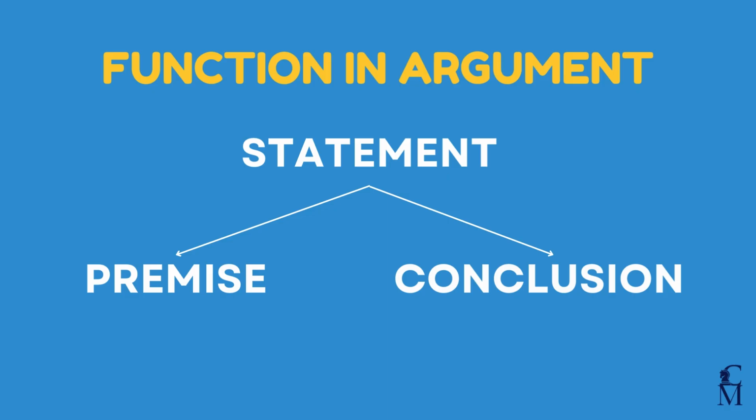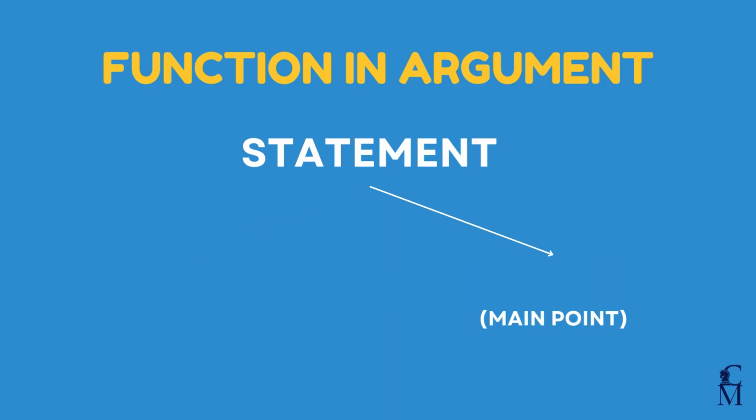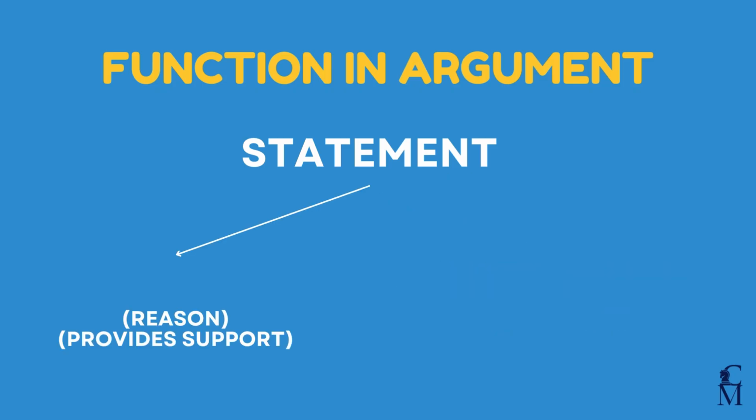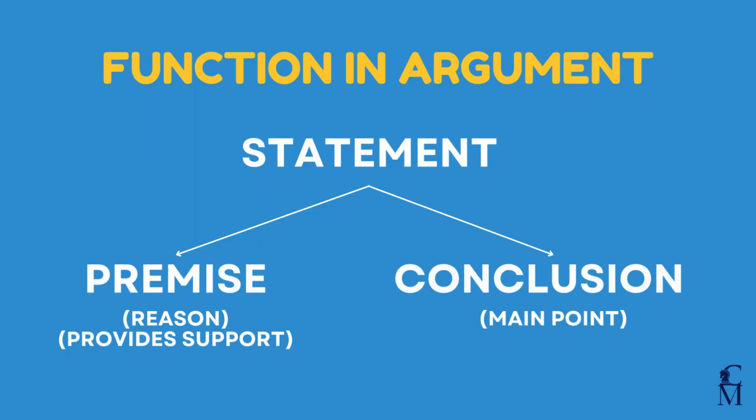If a statement functions in an argument as the main point of that argument, then it is considered a conclusion. If a statement functions in an argument as a reason that is intended to support the truth of the main conclusion, then the statement is considered a premise. Categorizing statements in this way is to categorize them in relation to the function they play in an argument. We'll talk more about how to categorize statements into premises and conclusions in our next lesson. For now, just note that this is one way of categorizing statements.